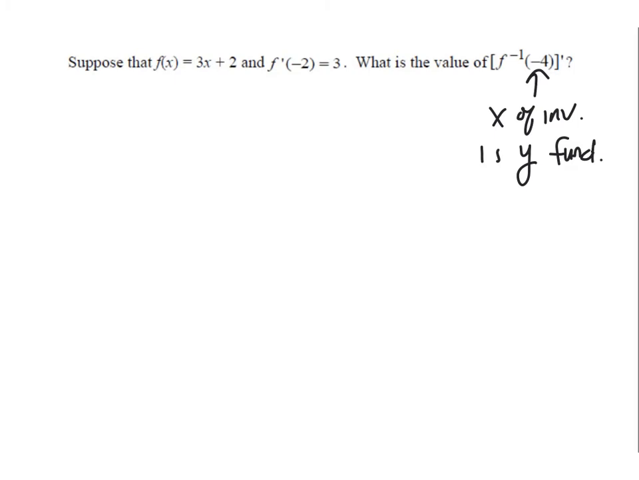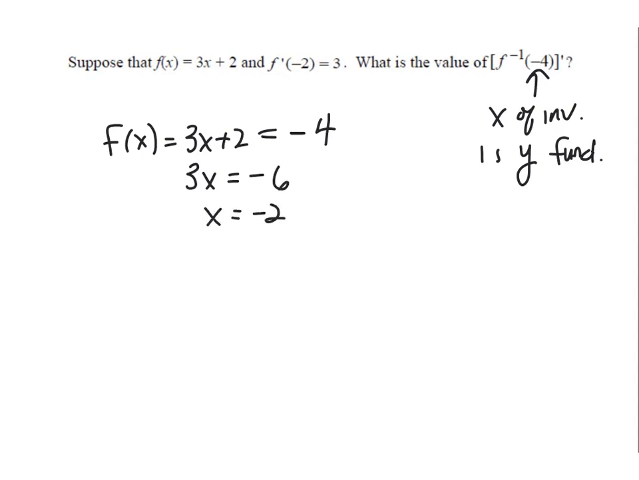So I'm going to set f of x, here's f of x, is equal to 3x plus 2. I'm going to set that equal to negative 4. So 3x equals negative 6 and x equals negative 2. So that's the x coordinate, right? So negative 2, negative 4. The inverse is going to be negative 4, negative 2. That's the inverse.